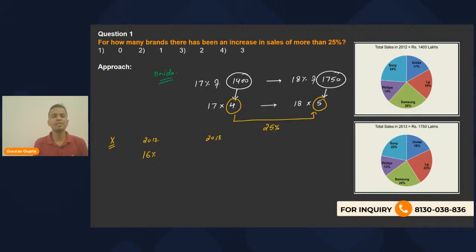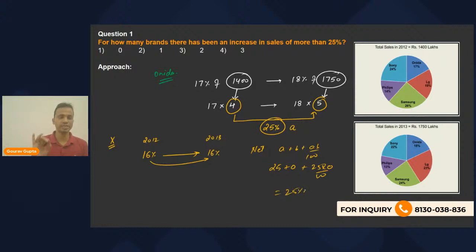And in 2013, again, its percentage share is 16%, right? Okay. Now, since the base value has increased by 25%, and there is no change in the percentage share, I can say that the net percentage change uses A plus B plus AB upon 100. So here A is 25% and there is no change in B, so the value of B is 0. So 25 plus 0 plus 25 into 0 upon 100, that means the net percentage change is 25% only.